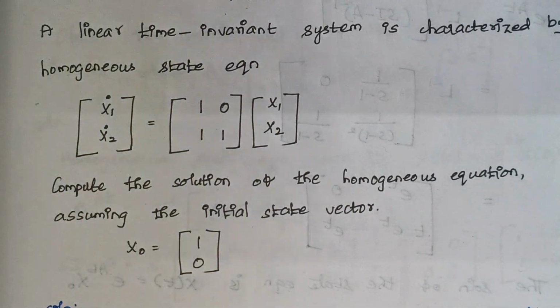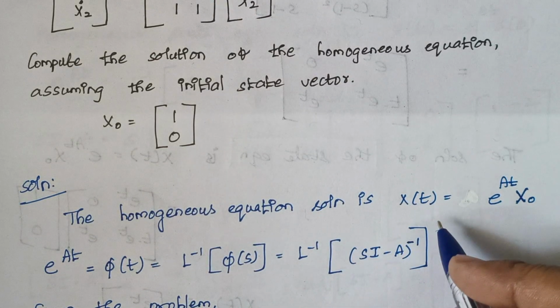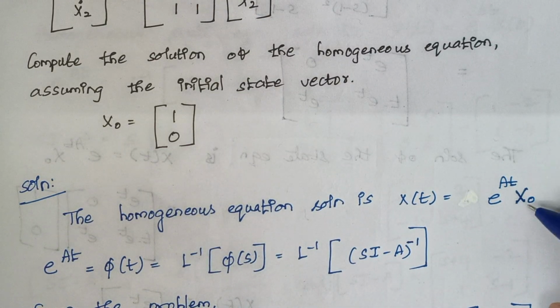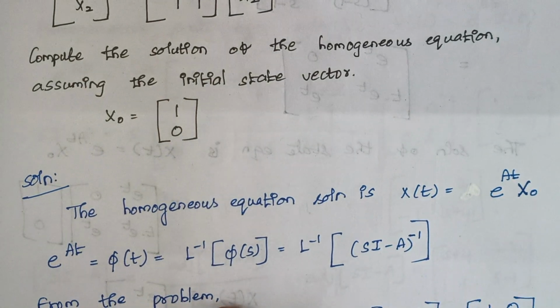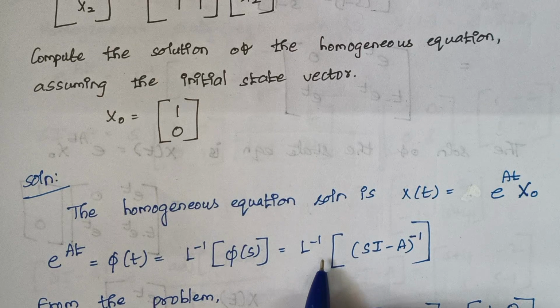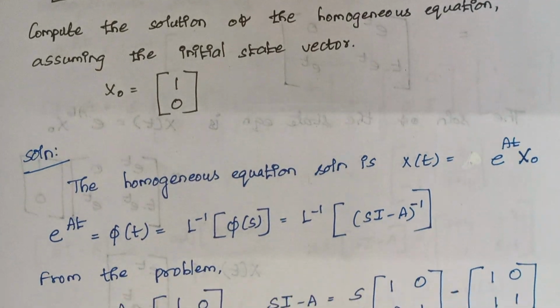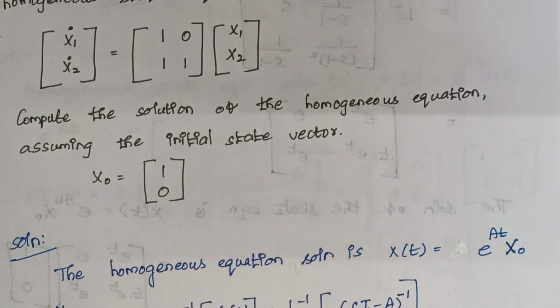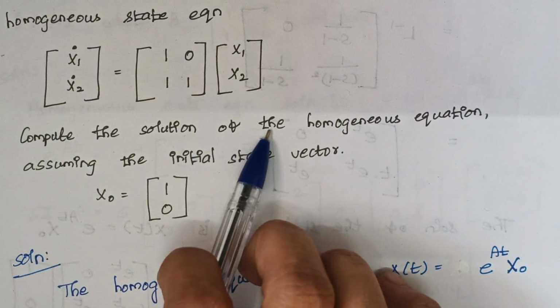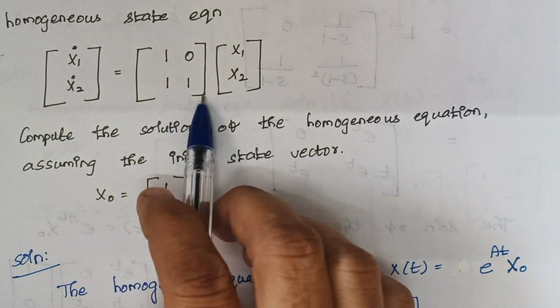Here the solution of the homogeneous equation is given by x of t is equal to e to the power At into x naught, whereas e to the power At is given by phi of t, which is equal to inverse Laplace of phi of s, which is equal to inverse Laplace of (sI minus A) the whole inverse. So from the problem, this is our given problem, right? So from the problem, the value of A matrix is this one.